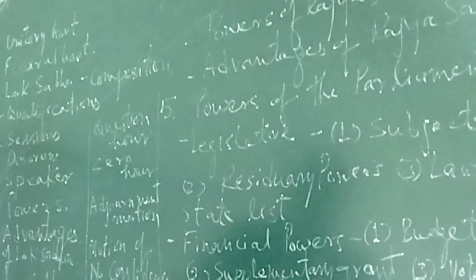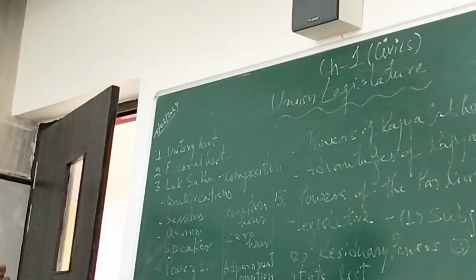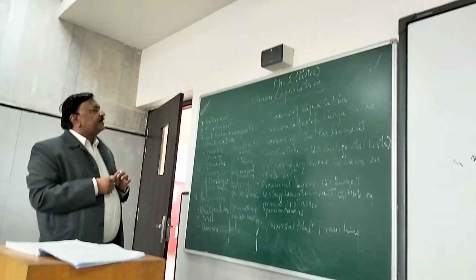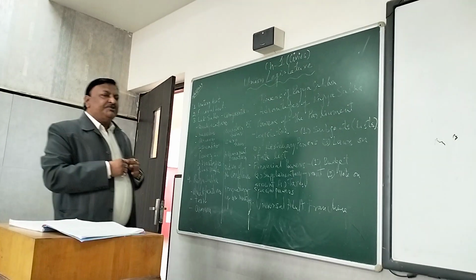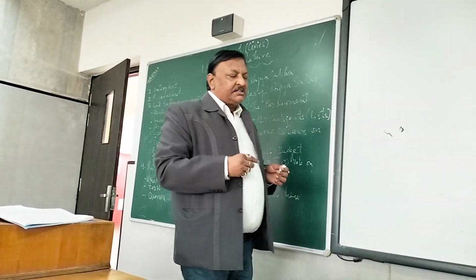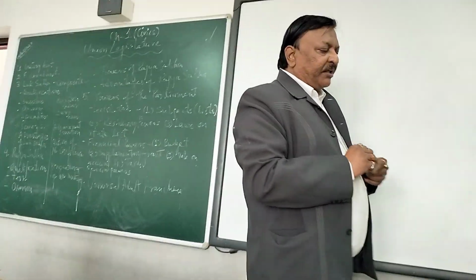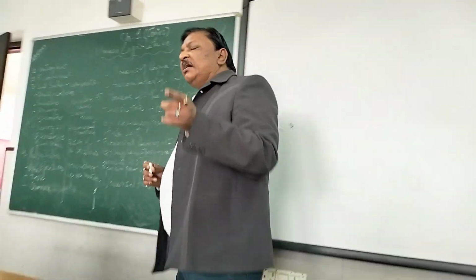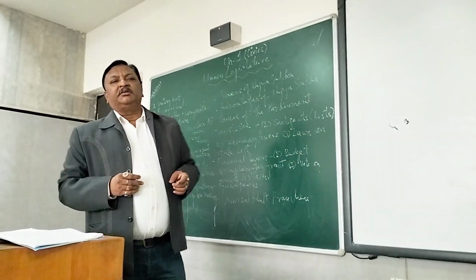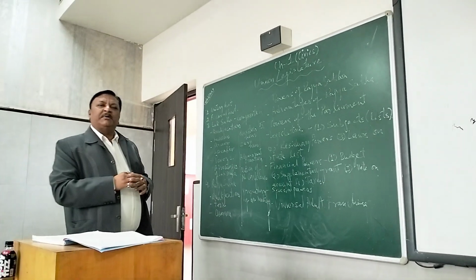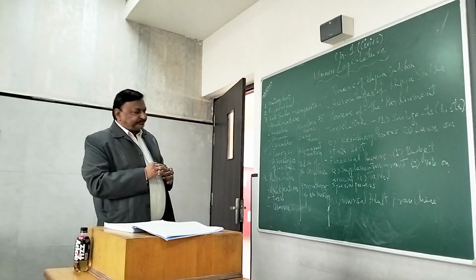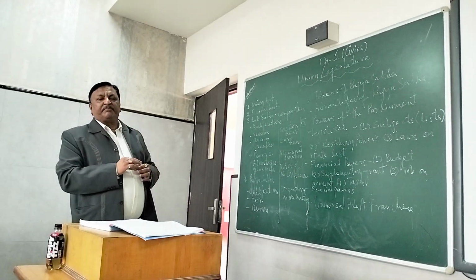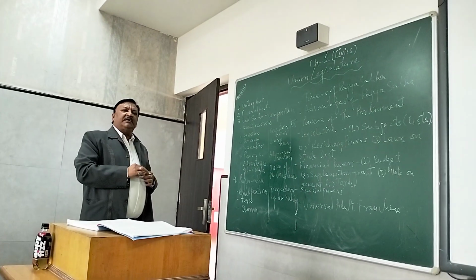Let's begin with the first topic. Before moving on to the unitary government, let's understand what is Union Legislature. There is a 1 mark question that comes in the board regarding this: What is Union Legislature? The Union Legislature comprises the President as its head and the two houses of the Parliament, that is the Lok Sabha and the Rajya Sabha. And the second part of it: name the two houses of the Parliament, and they are Lok Sabha and Rajya Sabha.